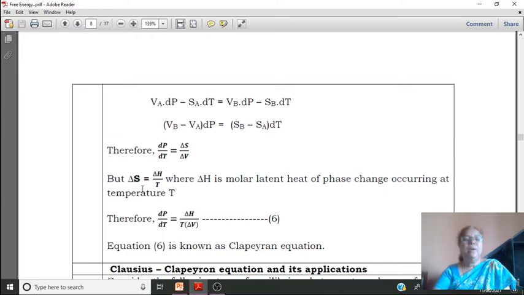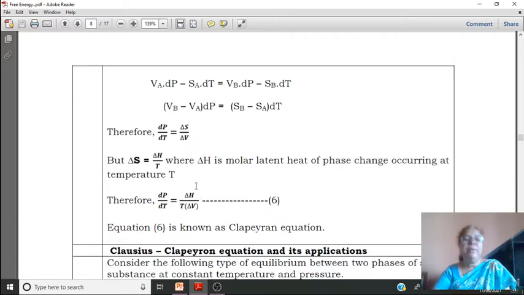Then again we know delta S equals delta H by T, where delta H is the molar latent heat of the phase change occurring at temperature T. Therefore, we replace delta S by delta H and we have the Clapeyron equation as dP by dT, that is the rate of change of pressure with temperature, equal to delta H upon T times delta V.